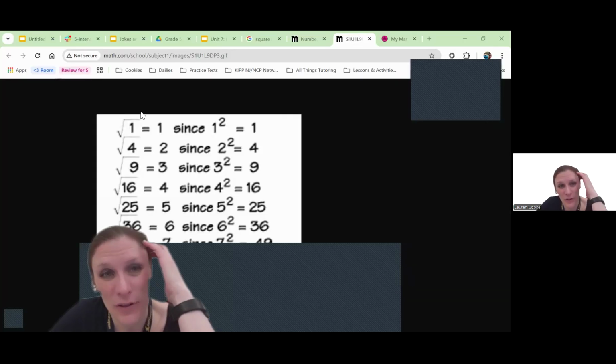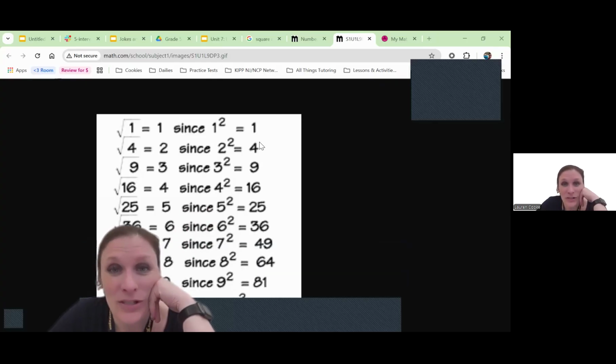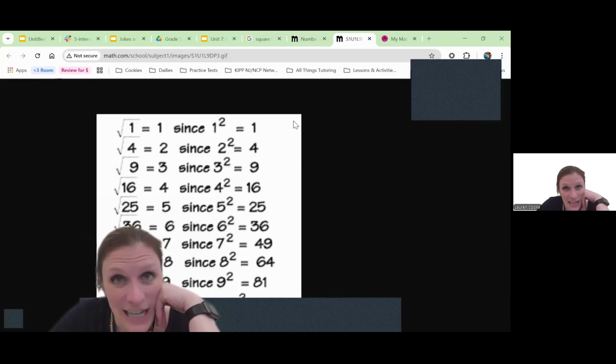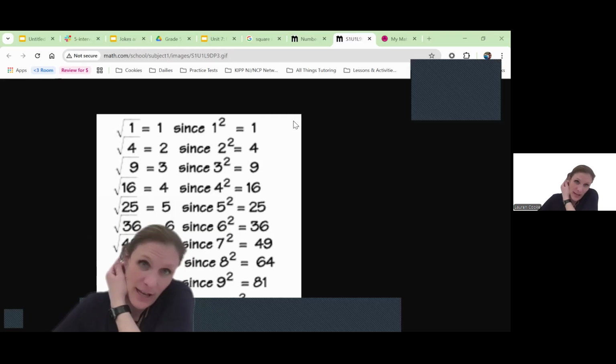Okay, first, I just want to tell us what square numbers are. Like square root of one, we would read this symbol as square root of one is one, since one squared is one. Square root of four is two, since two squared is four. Is this to the second power? Yes. Can it also be squared? Yes, because it's the area formula for a square, side times side.